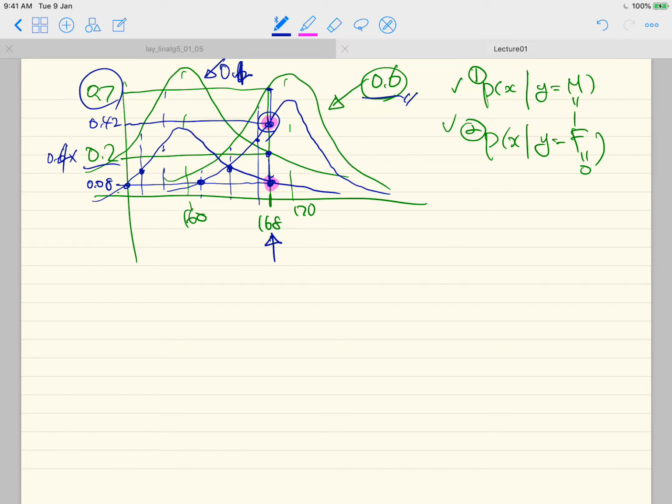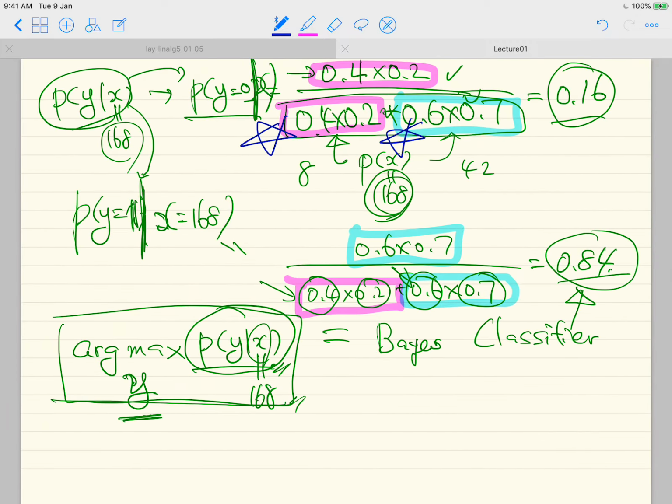So in this case, we can also consider another related notion called Bayes rule, not Bayes rule, sorry, Bayes error rate. Okay, Bayes error rate.